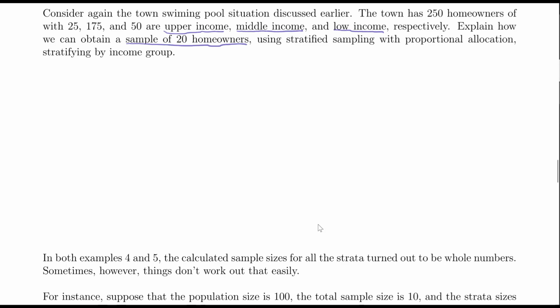So let's just go through this real quick. Group number 1 has 25 people, so we number everybody 1 through 25. Group number 2 has 175 people, so we number them 26 through 200. And then group 3 has 50 people, and we number them 201 to 250. So we have our upper income group, middle income group, and lower income group. So we want to come up with a stratified sampling method for this.